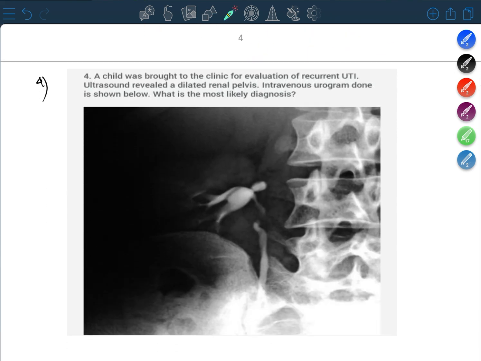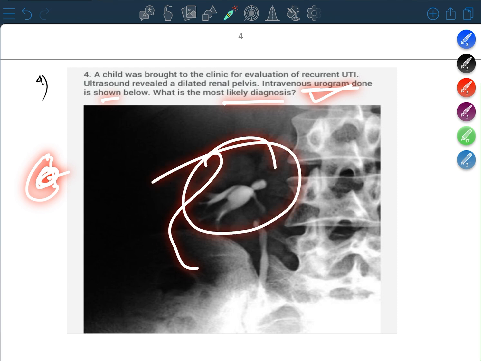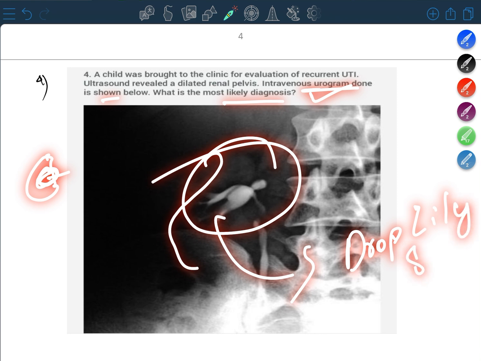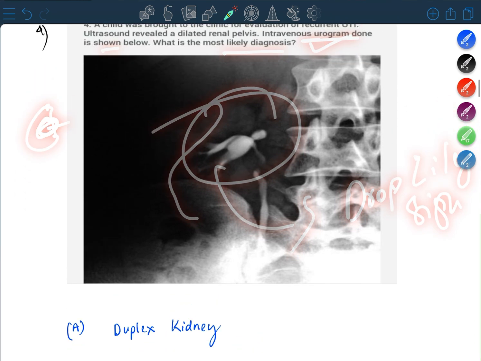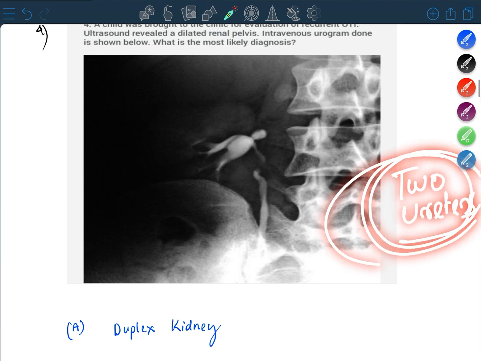A child was brought to clinic for evaluation of recurrent UTI. Ultrasound revealed a dilated renal pelvis. Okay, if this is the kidney, the pelvis part, this portion is dilated. Intravenous urogram done is shown below. What is the most likely diagnosis? Now see this, what you are seeing. This is a classical drooping lily sign. And this is observed in a congenital anomaly when they have two ureters. Two ureters. This is an easy question. When they have two ureters, this is the A.